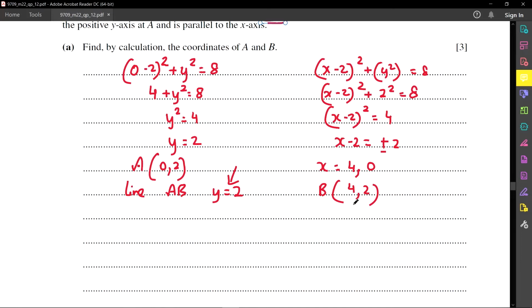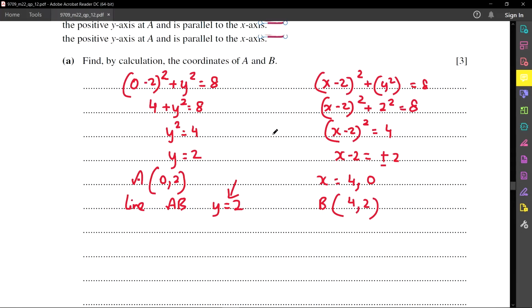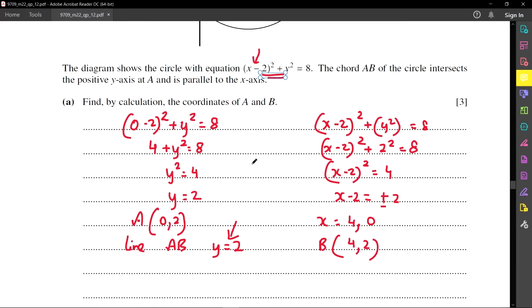So this is how you find the coordinates of A and B. Now this is a simple simultaneous solving of the curve and the line.